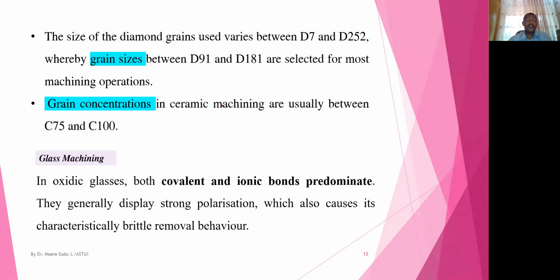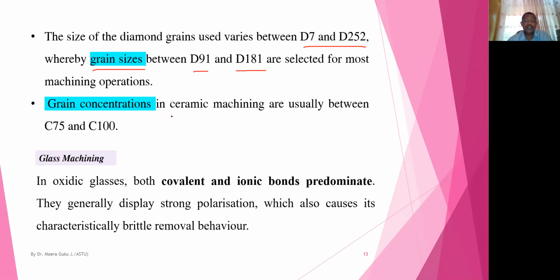The size of the diamond grinding wheel grains varies between D7 up to D252. This is a standard for diamond grinding wheels. So when you purchase diamond grinding wheels, the standards vary between this range, D7 up to D252, whereby the grain sizes between D91 and D181 are selected for most machining operations.